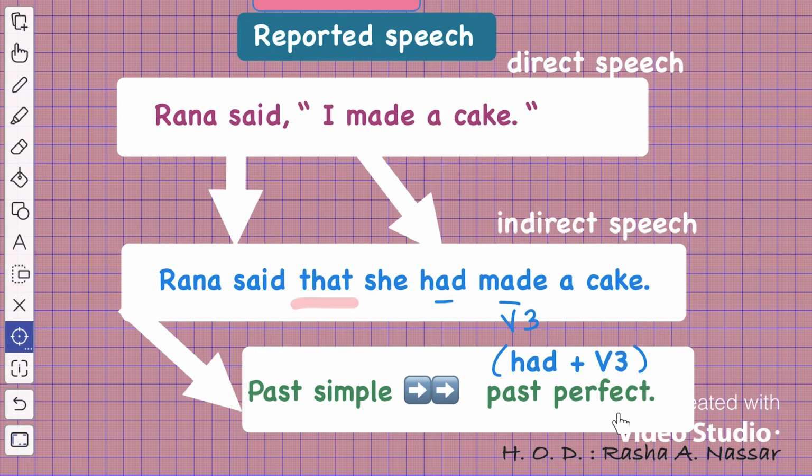So the past simple changes into past perfect. What is past perfect? It is had plus V3. So here the past simple changes into past perfect. Had plus V3.